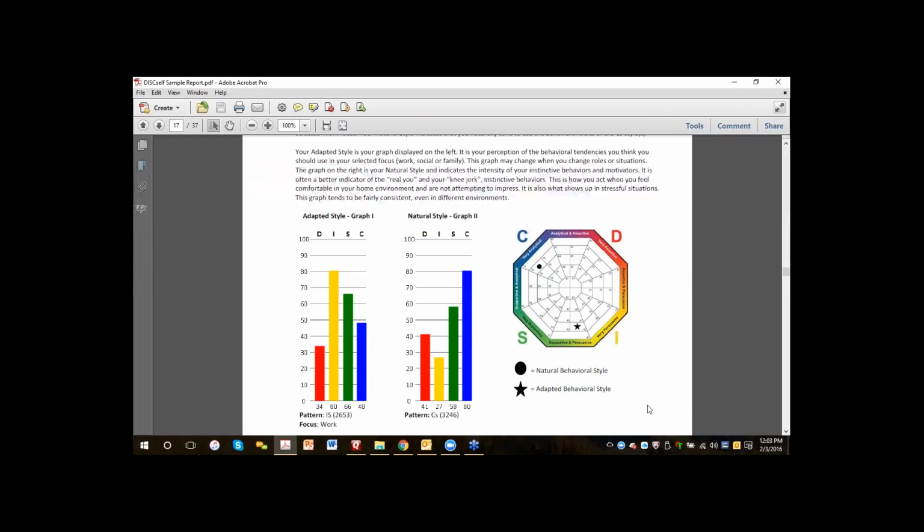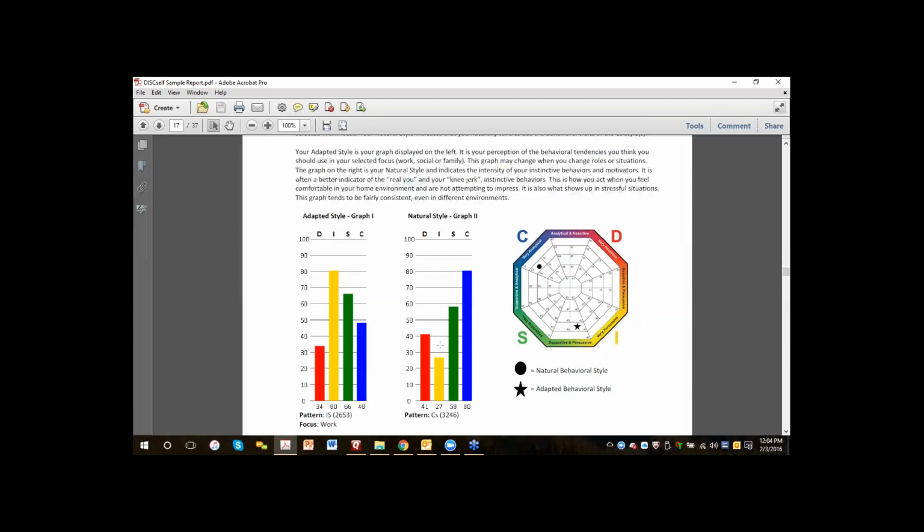What's the difference between the adapted and the natural? Many people say the natural style is the inner self, the adapted style is the outer self, or the external. When somebody takes the questionnaire, for each of the 4 sets of adjectives it asks them to choose what adjective most describes me, and what adjective least describes me. The natural graph is made from the least selections, and the adapted graph is based on your most selections. People are more accurate about themselves when speaking in terms of the least as opposed to the most.